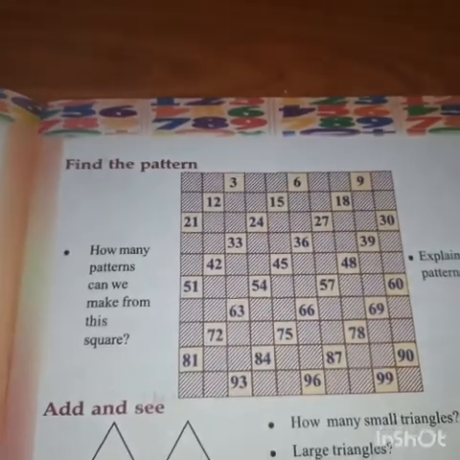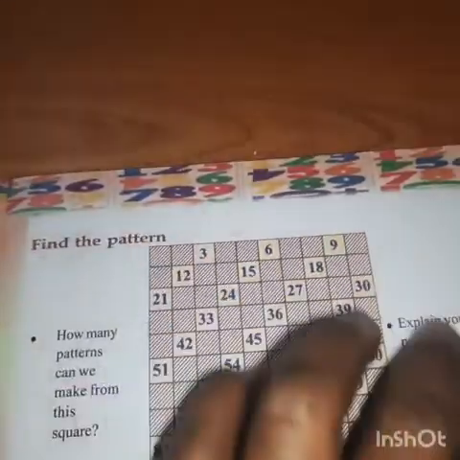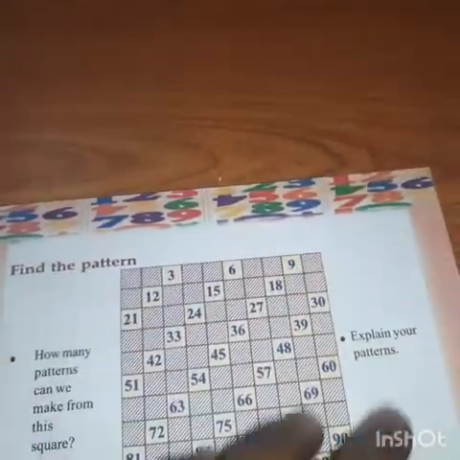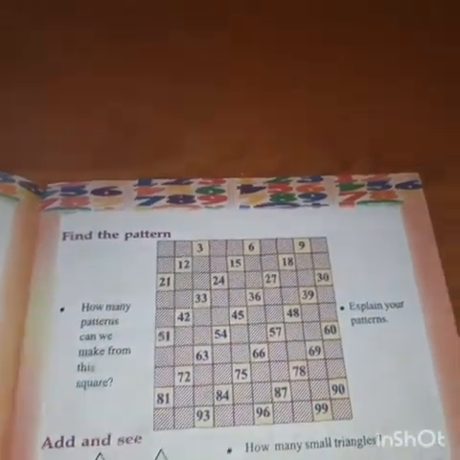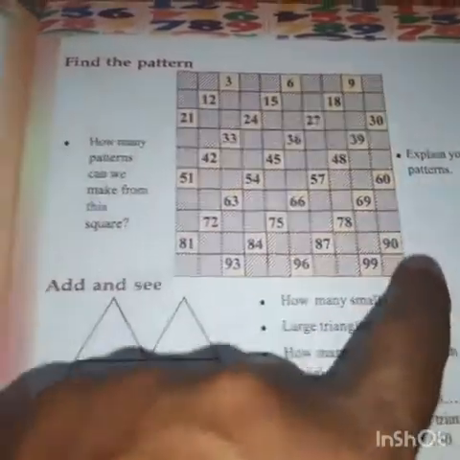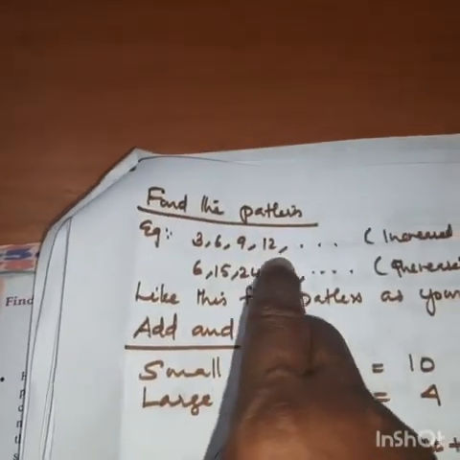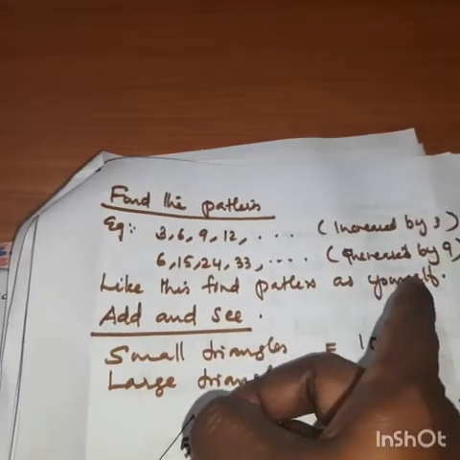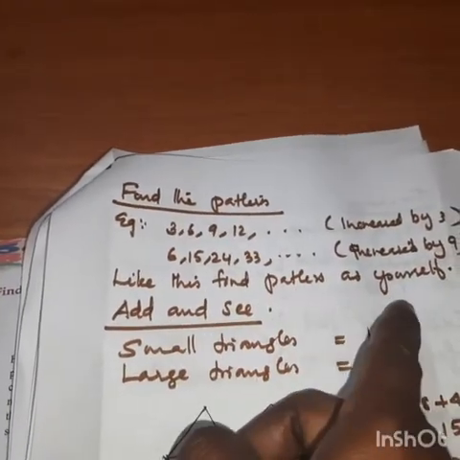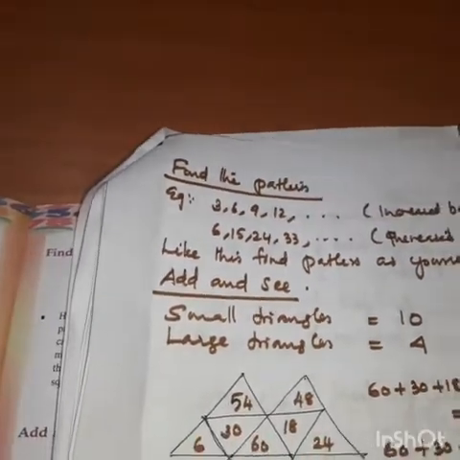Find the pattern. Here we are given so many numbers in the square. Then how many patterns can we make from this square? Explain your patterns. 2 patterns are given. 3, 6, 9, 12. Increasing by 3. 6, 15, 24, 33. Increasing by 9. Like this, find the patterns.